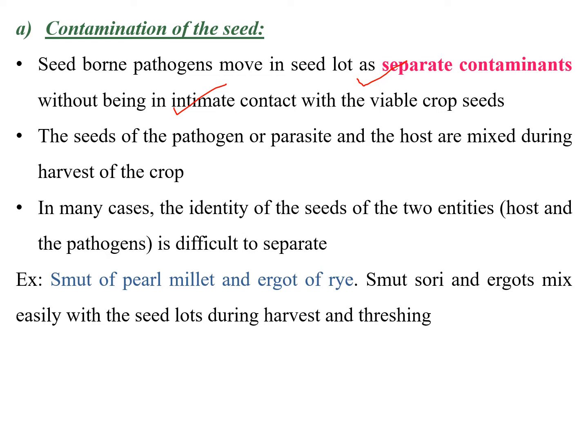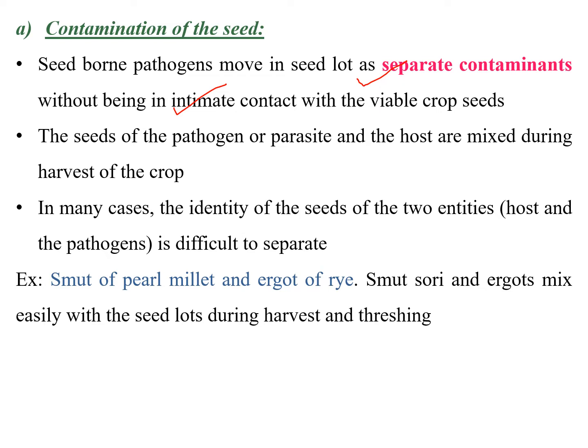In some cases, the identity of the seeds of the two entities, host and pathogen, is very difficult to identify, and it is very difficult to separate them. Even if we identify them, it is difficult to separate as they are mixed together during harvesting and they are of the same size. So the seed and the pathogen-infected seed both look the same size, and it is very difficult to separate.